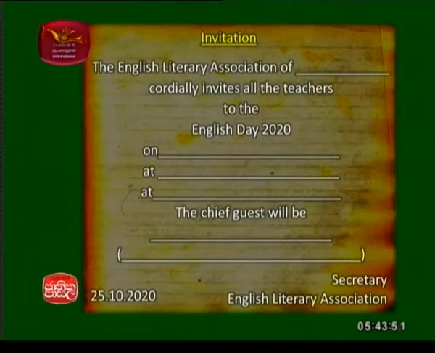Now this is English Day. Normally the English Day is organized by the English Literary Association. So remember, right? English Literary Association of, put your school, right? Ananda Vidyalaya. How do they invite? Cordially, warmly, you can write warmly, cordially, right? Invites. Why invites? Because English Literary Association is one body. If the students are inviting, then it should be cordially invite, because it's plural.